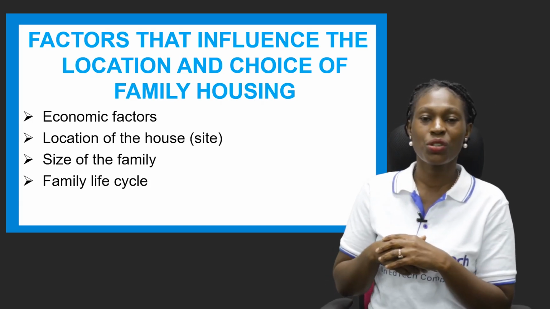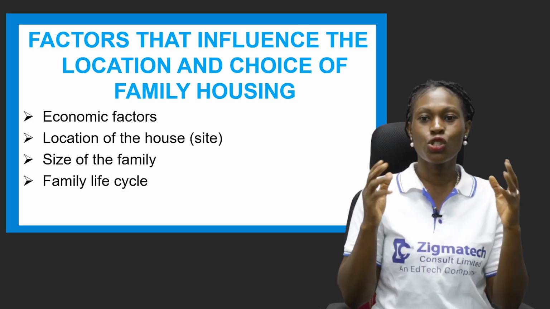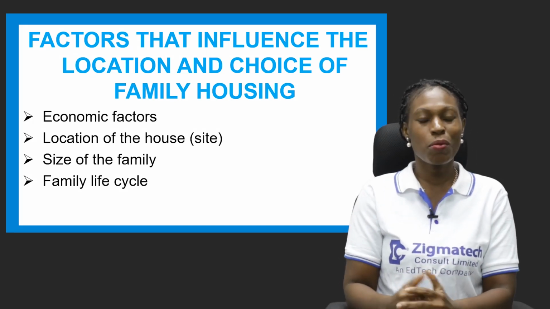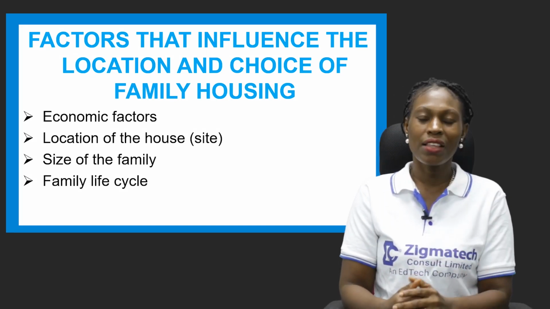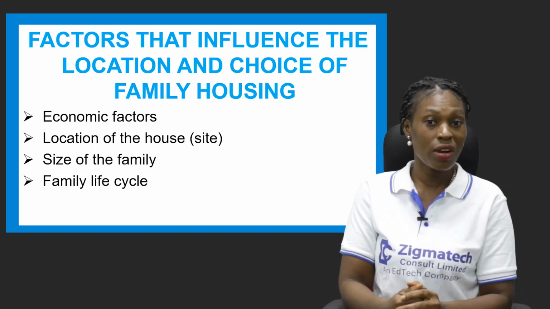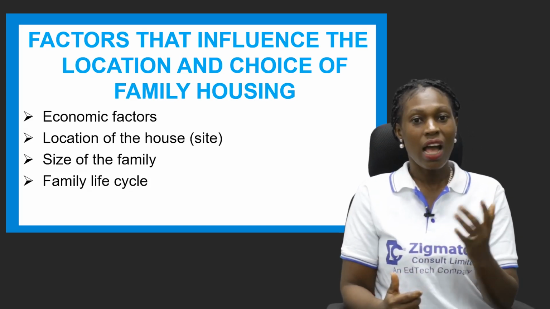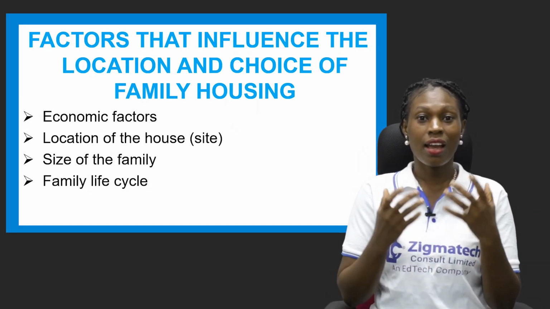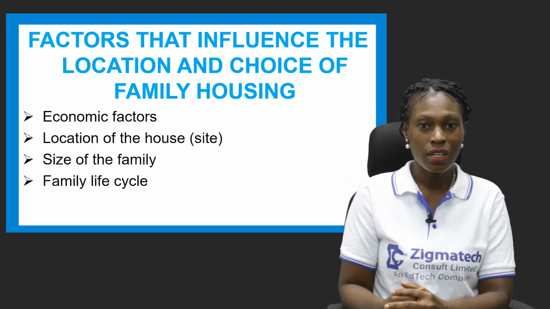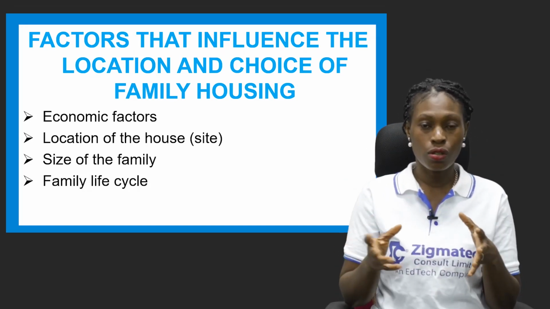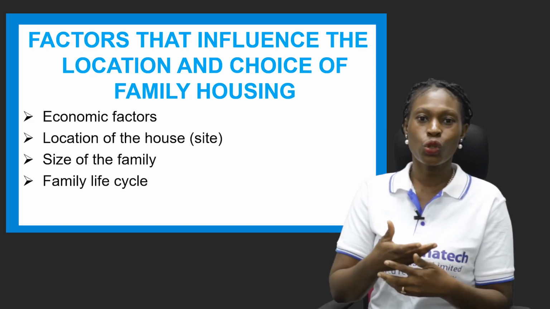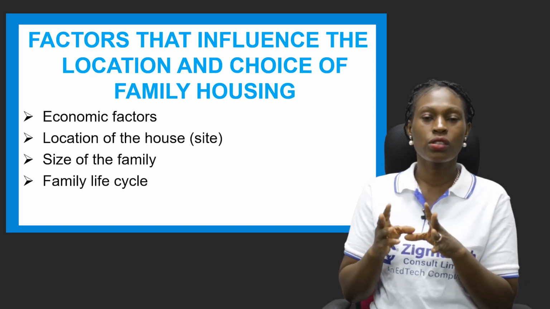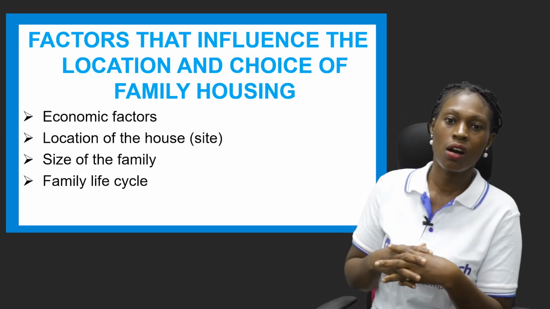Now another one is the location of the house. This should be put into consideration. If you're going to be living in a place, maybe mommy and daddy want to move somewhere, the first thing they would have to think of is the children's school. Is it close to where the children would get access to school early? Are there markets around? Are there healthcare centers around? Are there accessible roads, where we can just move in, move out? Now, the location of the house, the site, is one factor that influences the location and choice of the family house.